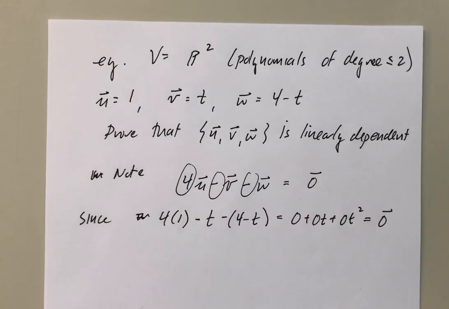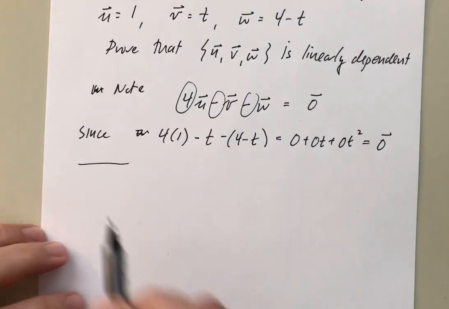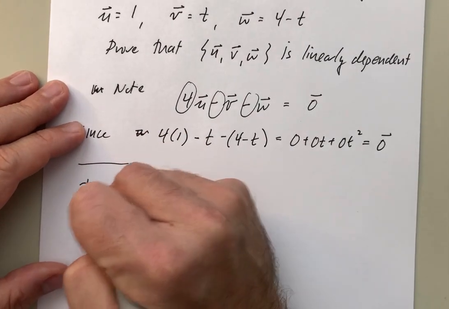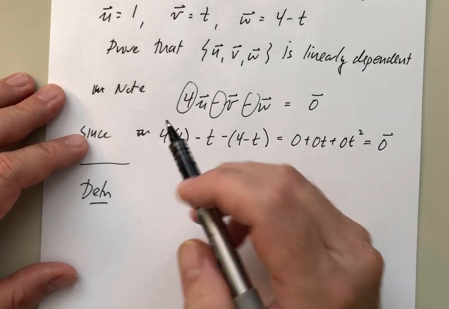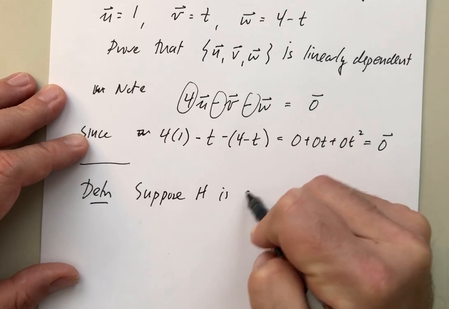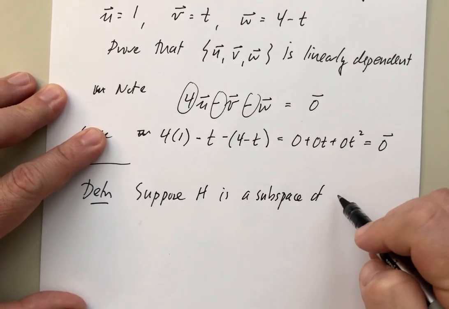Okay, so again, this is the idea for linear dependence and independence in the context of vector spaces. Let me change gears now and give you a new definition. So this is the other main definition of the lecture. Let me just throw out the definition and then we'll talk about some examples. So suppose now H is a subspace of a vector space V.